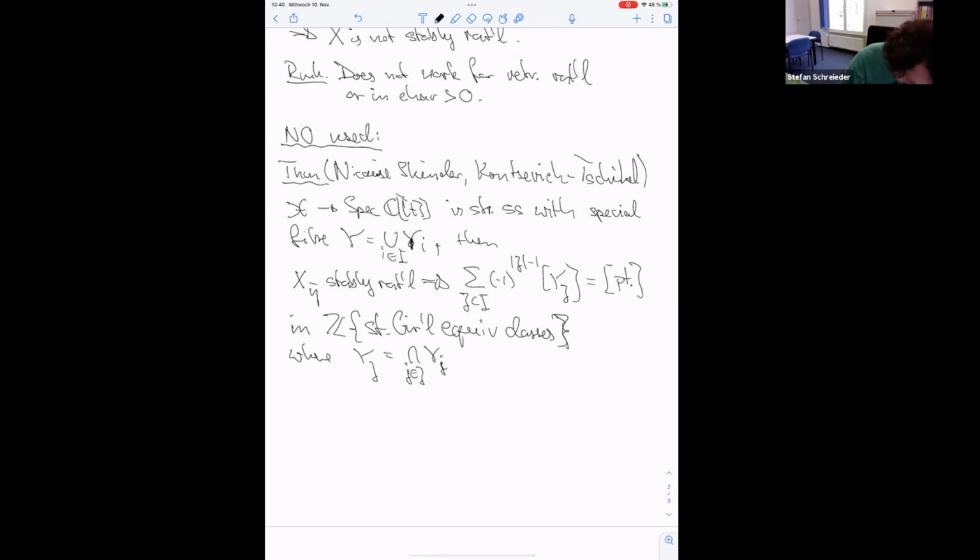So for a subset of the index, so big I is the index set of the components, for any subset, you can intersect the corresponding components, you get some strata. And we sum up these strata with some coefficients. And this has to be the same in the free abelian group of stable birational equivalence classes if the geometric generic fiber was stably rational. So if you find some semi-stable degeneration of your variety you're interested in that does not satisfy this equation in this very simple ring, then the generic fiber was not stably rational.